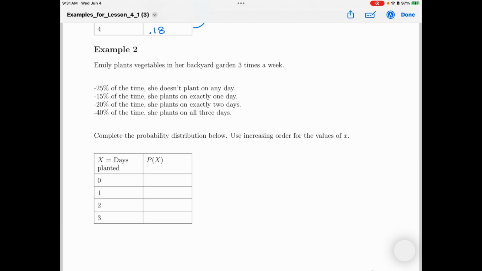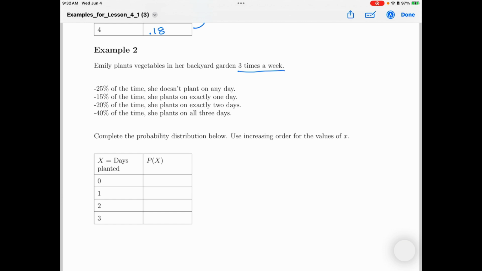Looking at example 2, we are going to make a probability distribution based on the information that's given to us in the problem. Emily plants vegetables in her backyard garden 3 times a week. It says 25% of the time she doesn't plant on any of those days. 15% of the time she plants on exactly one of those days. 20% of the time she plants on exactly 2 of those days. And 40% of the time she plants on all 3 days.